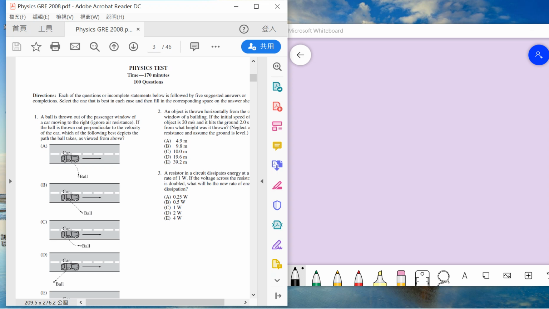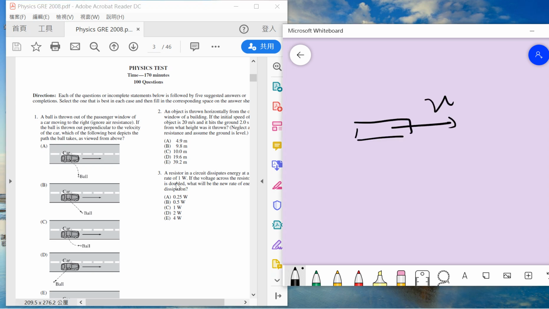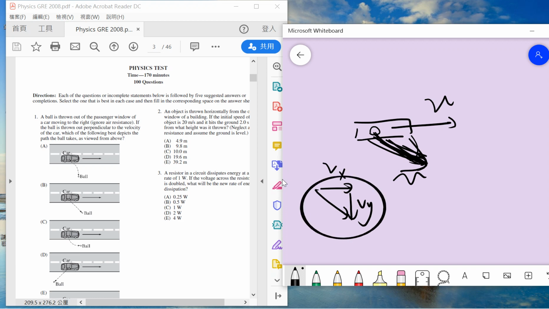Okay, so the first one: the ball is thrown out the passenger window of the car moving to the right. Which one is correct? Basically, this is easy because you know that there's inertia. So you know that the speed is here, so the ball should have equal motion, equal velocity, in the x direction and the y direction. So the answer is B.